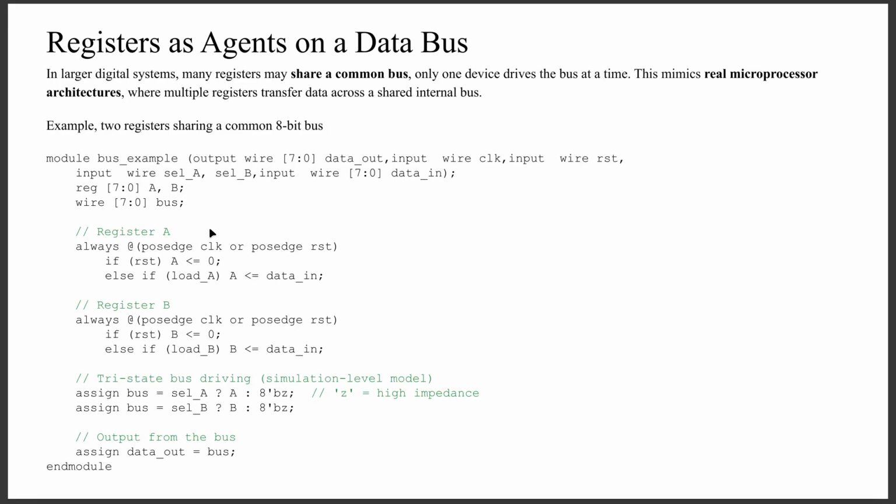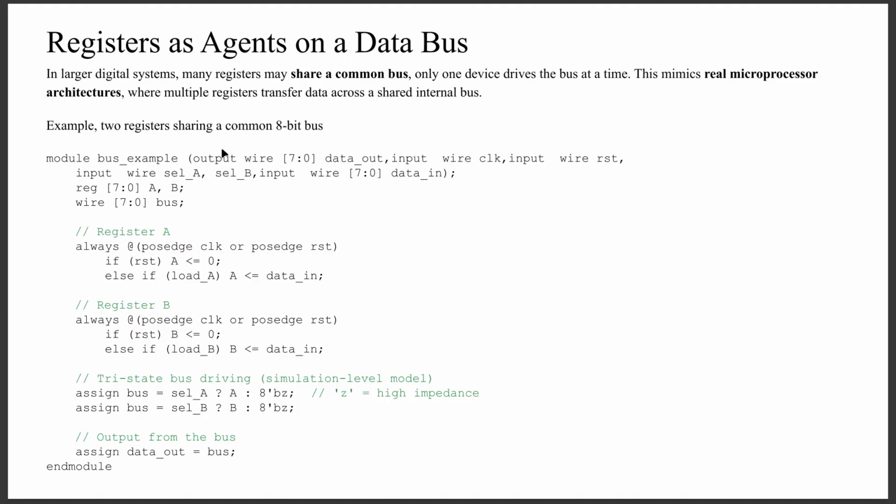Registers as agents on a data bus. In larger digital systems, many registers share a common bus. Only one device drives the bus at a time. This mimics real microprocessor architectures, where multiple registers transfer data across a shared internal bus. Example, two registers sharing a common 8-bit bus.